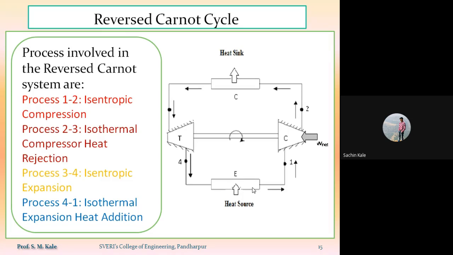We have seen the basics of how to draw the PV and TS diagram. Have we seen it or not? Yes or no? So based on the basics, is it possible for you to draw the correct PV and TS diagram for reverse Carnot cycle?